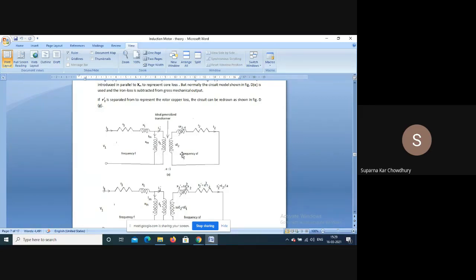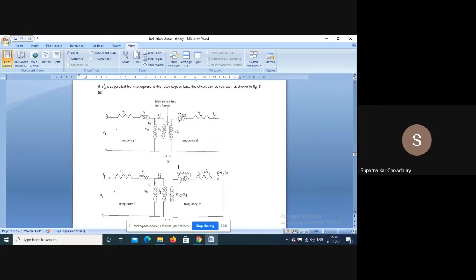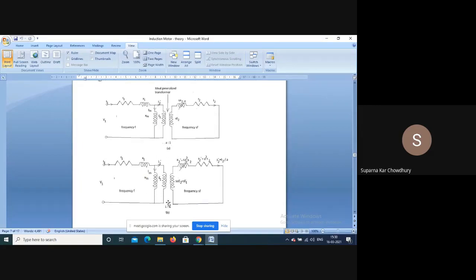Now this ideal transformer has a turns ratio of A:1. So first we want to transform the transformation ratio to 1:1. If you make the transformation ratio 1:1, as we have done in the case of a transformer, we have to multiply the voltages by the turns ratio, divide the current by the turns ratio, and multiply the impedances by the turns ratio squared.